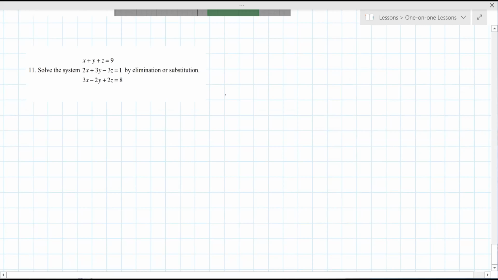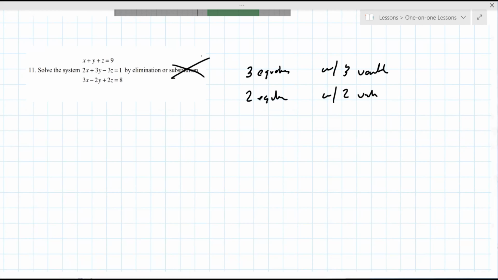So the goal here is to turn 3 equations with 3 variables into 2 equations with 2 variables. You almost never use substitution. It does work, but elimination is your big friend here. You really just need to decide which variable you want to eliminate. It doesn't matter, but I'm going to choose to eliminate z because that's the most normal thing to do in these problems.